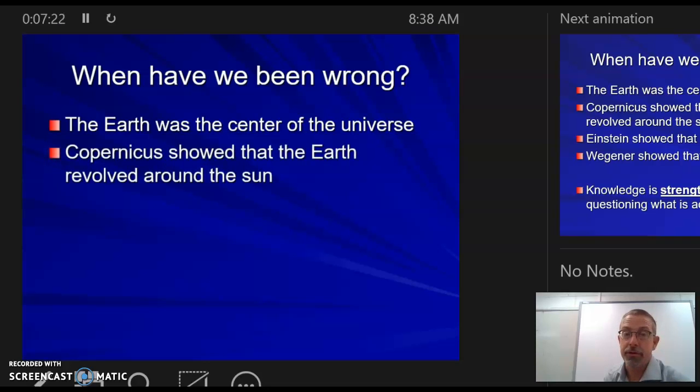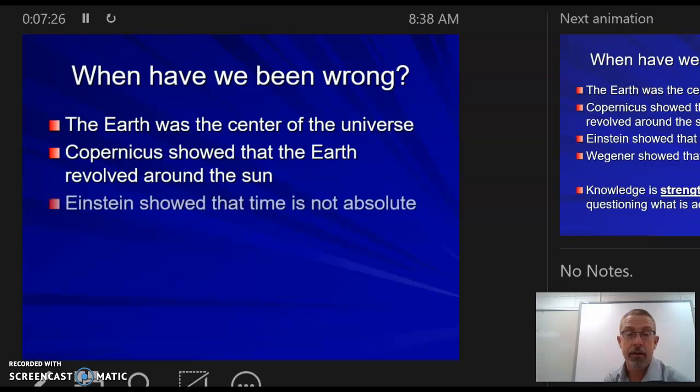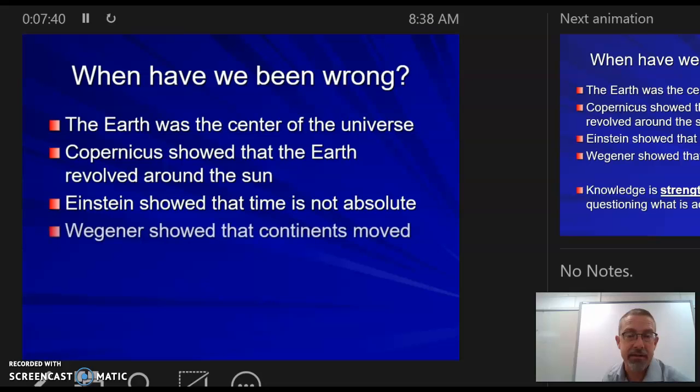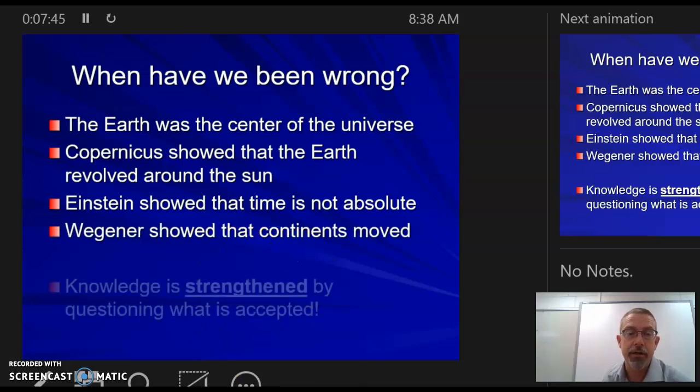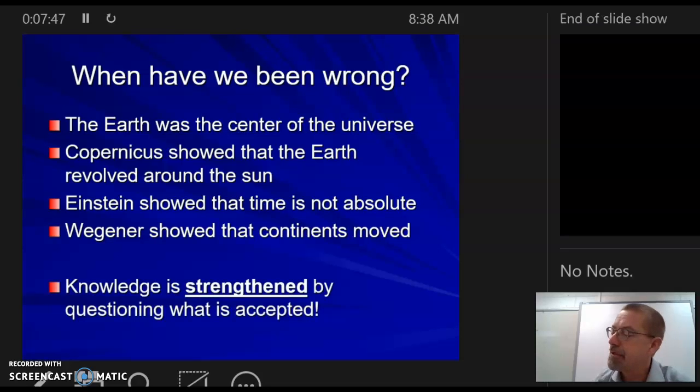Copernicus showed that the Earth revolved around the sun instead of the other way around. Another thing that changed over the course of science is that Einstein showed that time is not absolute. Time is relative. Time is different for you and me, and that's a very hard concept to grasp, but that changed the way we think about science. Wegener showed how continents moved. All of these are examples of situations where science has changed when new evidence comes up.